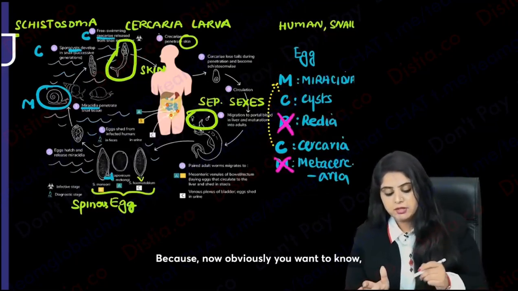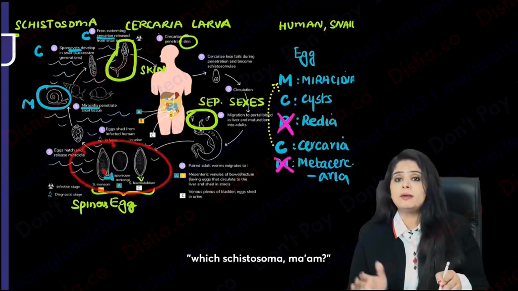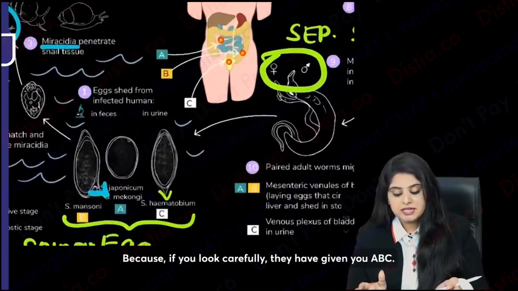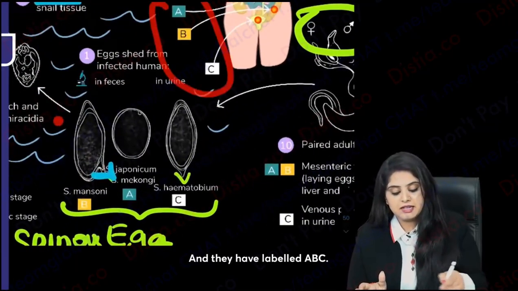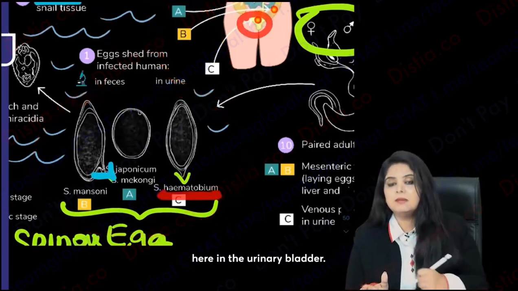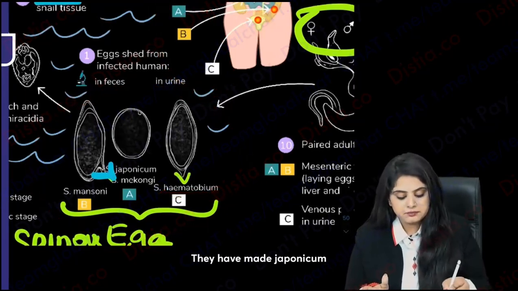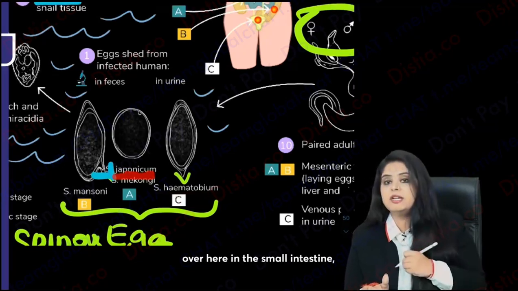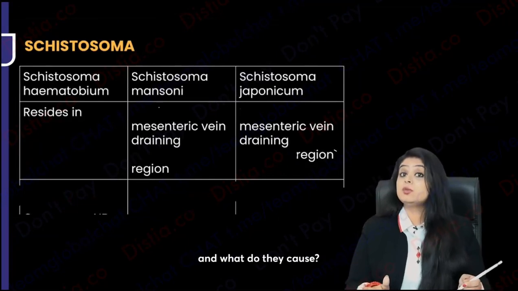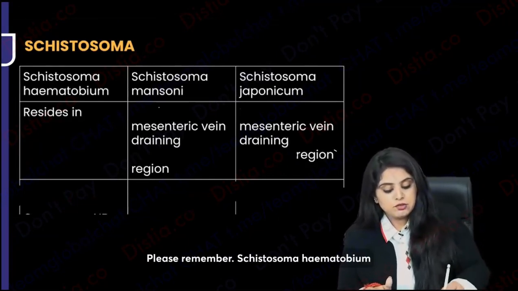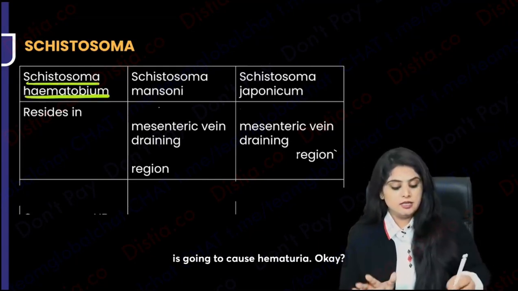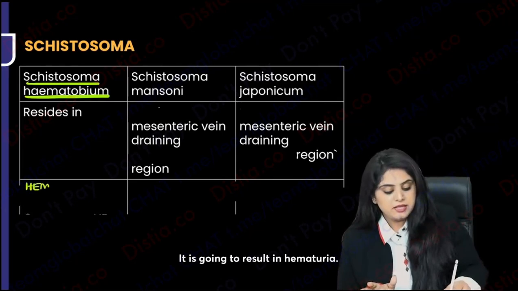Sorted with this life cycle, because now obviously you want to know which schistosoma, ma'am. Mansoni, Japonicum, or what? Because if you look carefully, they have given you A, B, C, and they have labeled them. They have made schistosoma hematobium here in the urinary bladder, Japonicum over here in the small intestine, Mansoni in the large intestine. So how do I differentiate between these and what do they cause? Please remember, schistosoma hematobium is going to cause hematuria. Okay, it is going to result in hematuria.